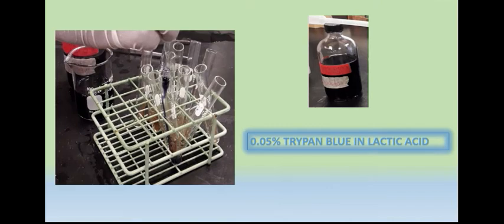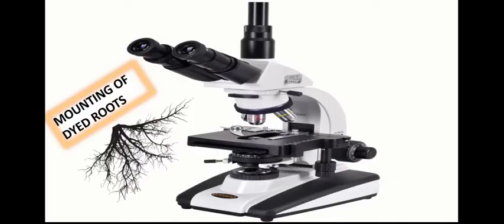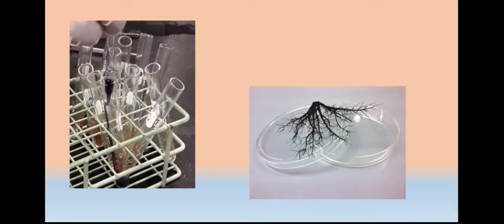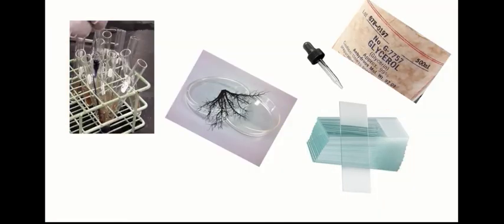They were then immersed in 0.05% trypan blue in lactic acid and remained for 10 minutes in this solution at 90 degrees Celsius in a water bath. Then, on mounting of dyed roots, after 10 minutes the trypan blue was decanted. The roots were distributed randomly in a petri dish. Slides were then prepared, placing 2 to 3 drops of glycerin that was scattered with a clamp.